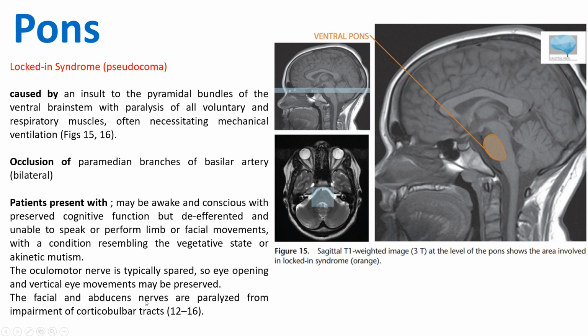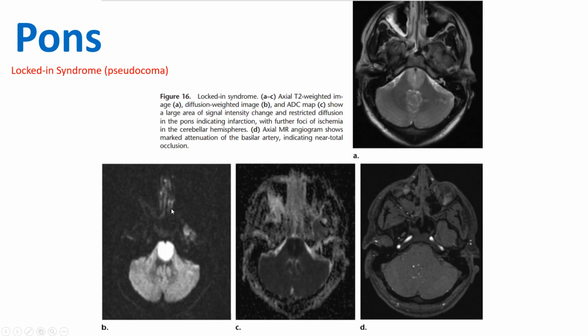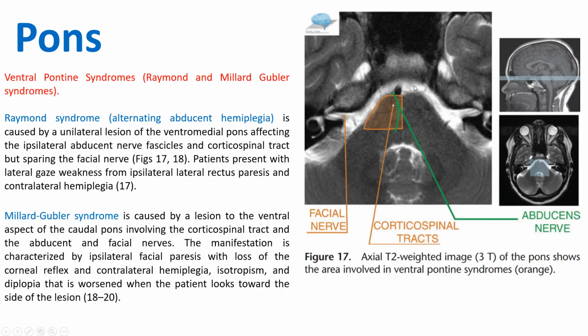The facial and abducent nerves are paralyzed from the impairment of the corticobulbar tracts. So in this locked-in syndrome, the patient seems to have a locking, or what we call a pseudo coma. This is called the locked-in syndrome, bilateral medial affection of the pons. If it is a one-side affection, this is called Foville syndrome.